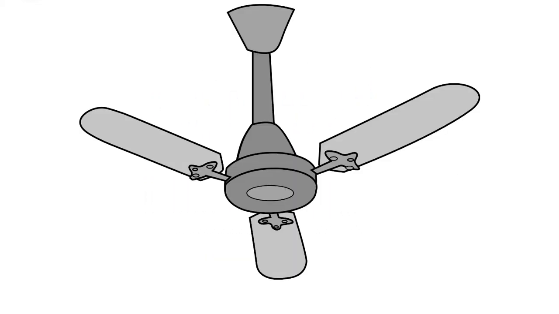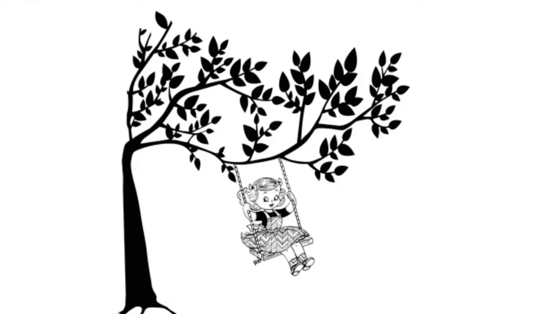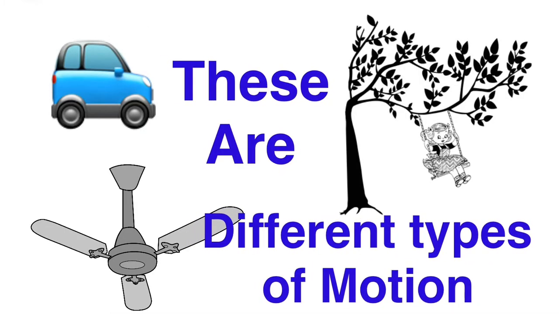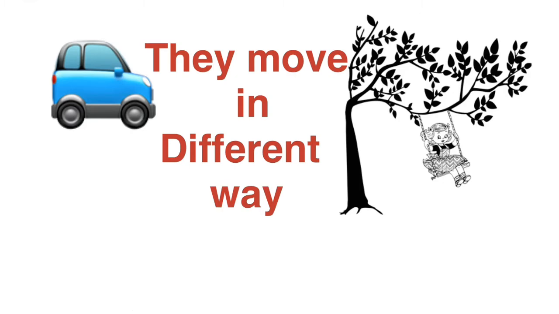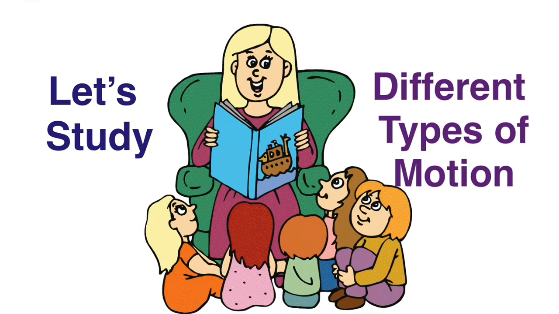Have you seen a car moving? The blades of a fan moving? Or the swing which you play in the park? All these motions which I have mentioned now, aren't they different from one another? Yes, all these objects do not move in the same way. This is because there exist different kinds of motion. So let's see what are all these different kinds of motion which we can see around us.